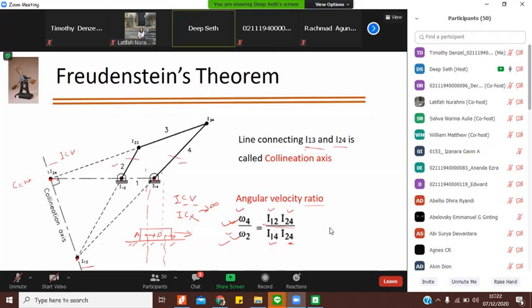For any link, this is the center of rotation for this link. So about this link you have this center of rotation. Similarly, you have a center of rotation for this and this link. So whatever point you consider on this link, it will also have its rotation from there only.